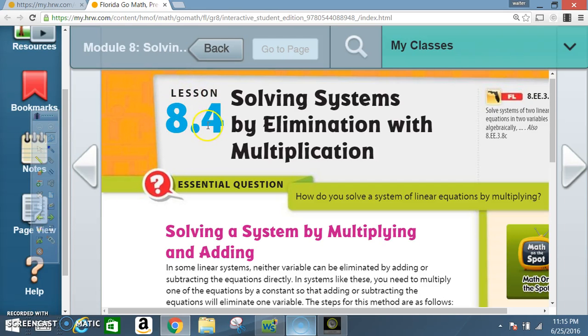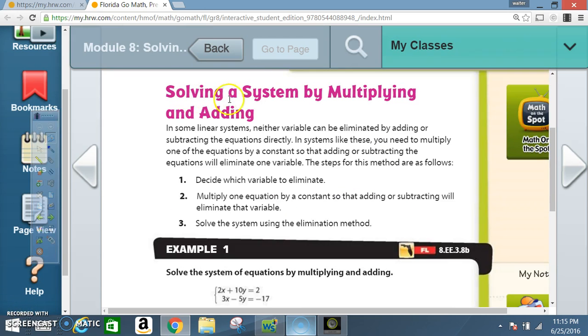Lesson 8.4, Solving Systems by Elimination with Multiplication. Solving a system by multiplication and adding.